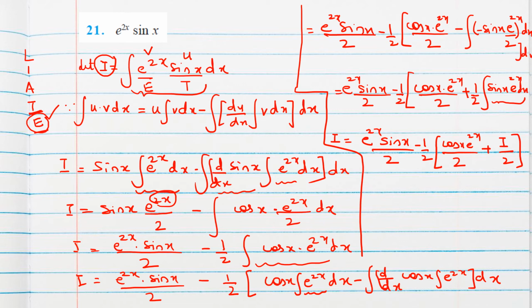Now with minus half we can open the bracket. So minus cos x into e power 2x by 4, and here minus plus minus I by 4. Now this I by 4 we can shift here, it will come here with the plus sign. I plus I by 4, and here e power 2x. After this integration we can write c here.